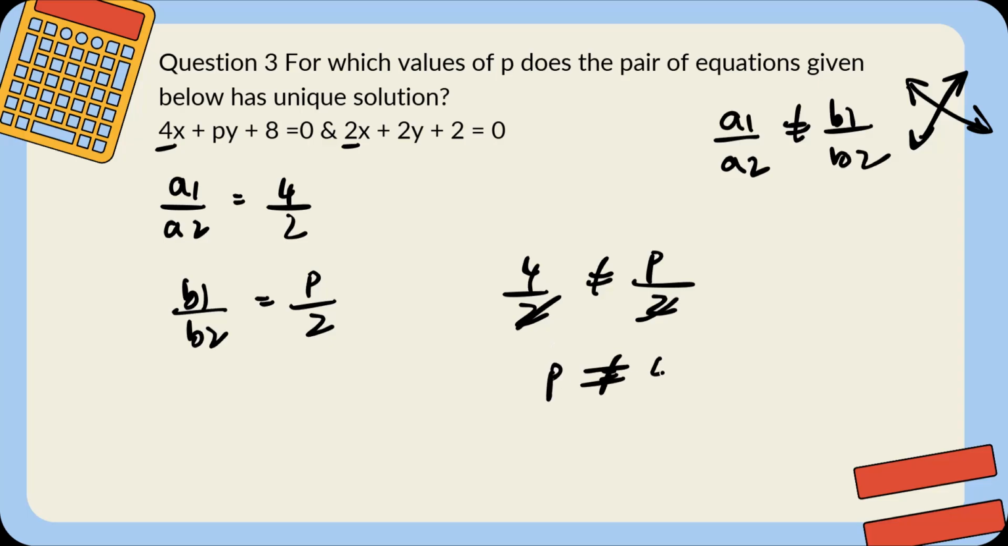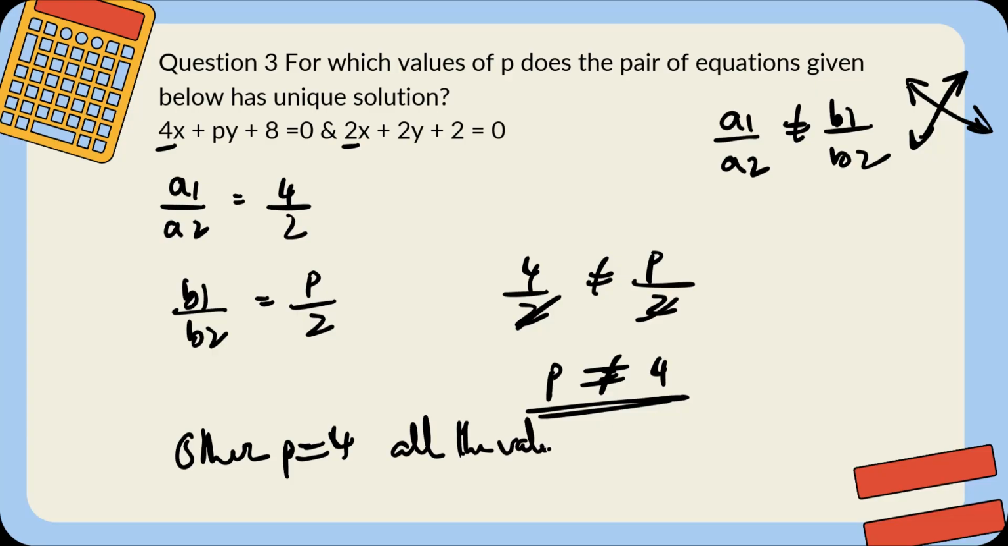So it is true for all the solutions where p is not equal to 4. So p can take any value other than 4, right? So it will have a unique solution for all real values of p, where p should not be equal to 4. So I can write, other than p is equal to 4, all the values of p give a unique solution, right? That will be the answer. Okay.